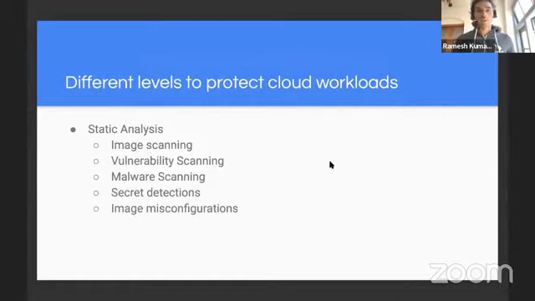Okay, so we spoke about cloud workloads. Of course, we need to keep them protected as well. There are different ways we can protect them. There's something called static analysis. Static analysis comes in the very first phase of the CI pipeline that we spoke about. It does image scanning. Image scanning means that it will scan the image to see whether it has any kind of misconfiguration or not.